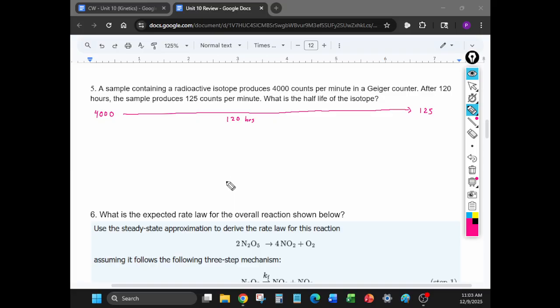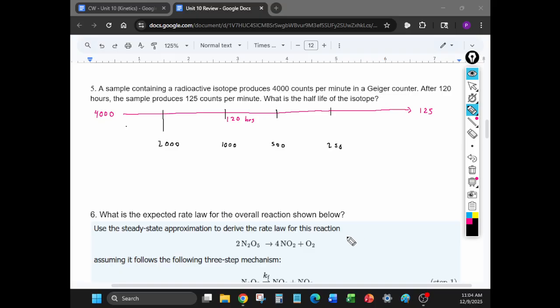Okay, so we want to calculate the half-life of an isotope. And remember, every time that it decreases in half, that is 1 half-life. So we just need to figure out what the halves are. So let's start with 4,000. What is half of 4,000? Yeah, 2,000. So I'll put it right here. And then what is half of 2,000? 1,000. Half of that? Yeah, 500. And then 250. And then lastly, we get to 125.